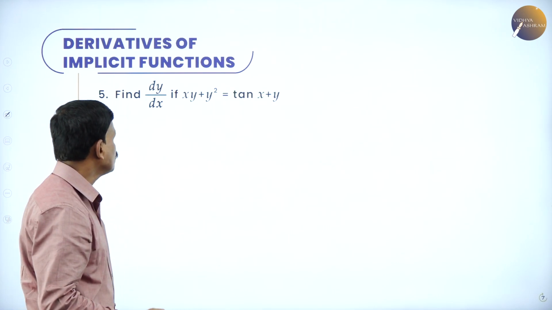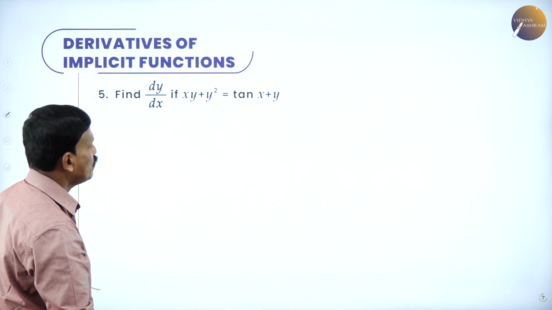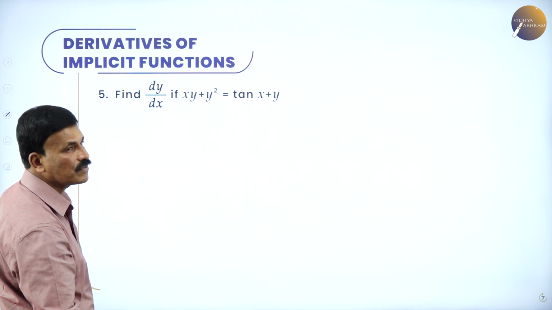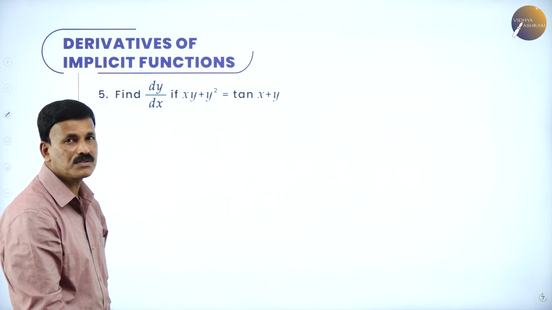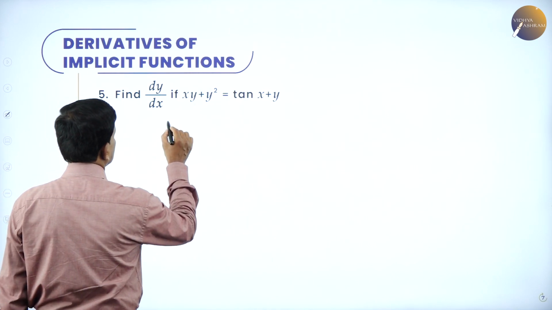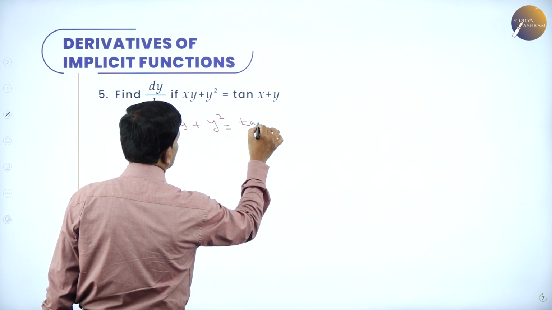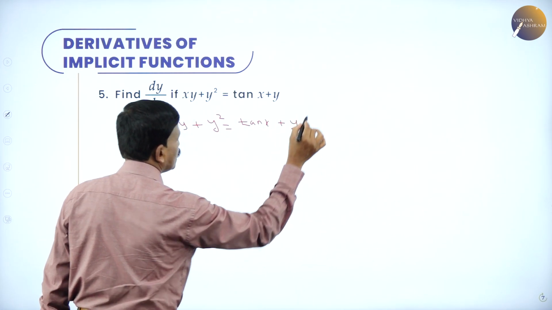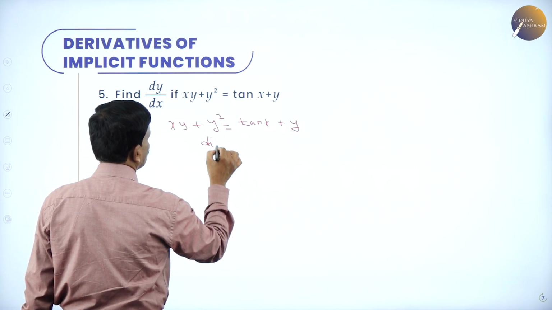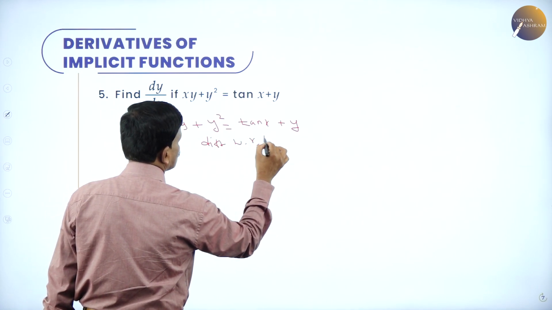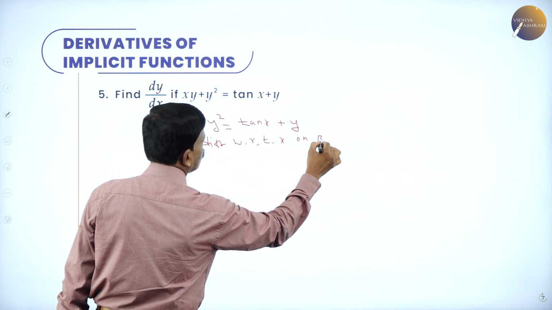Now the same type of problem. What is the problem given? Find dy by dx if xy plus y square is equal to tan x plus y. This is the given condition. What is given? x into y plus y square is equal to tan x plus y. Now differentiate with respect to x on both sides.